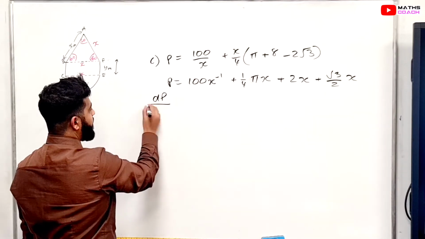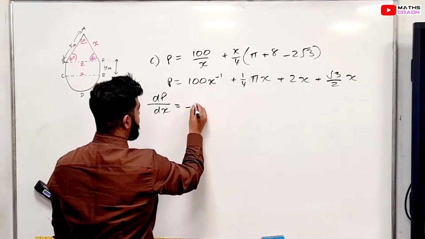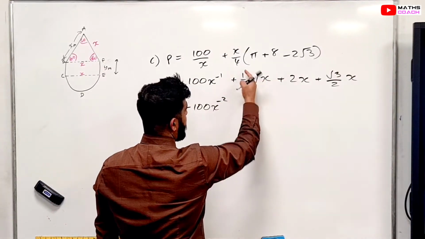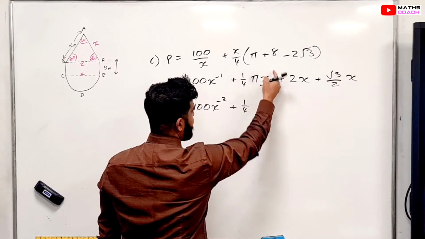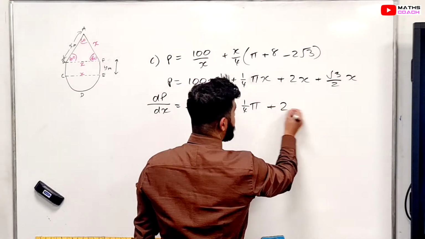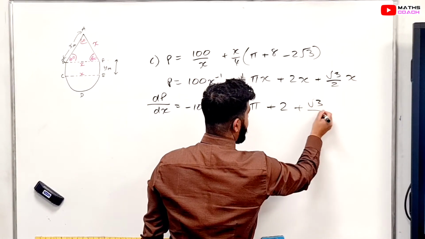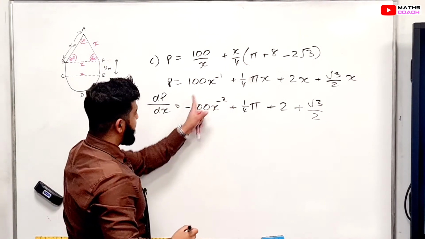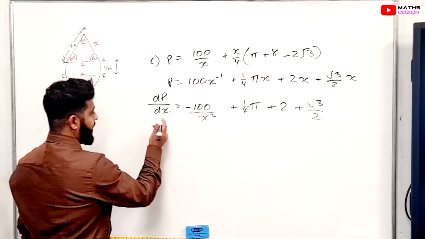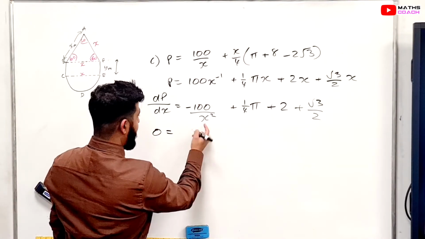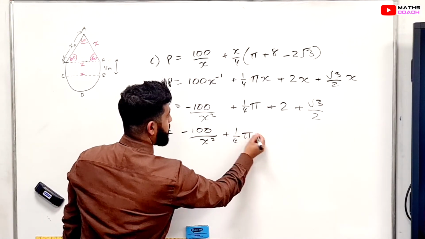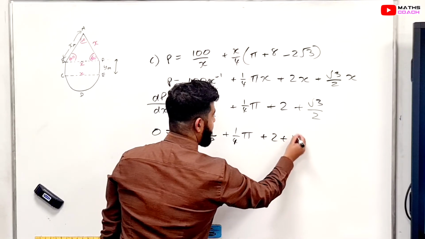So dp over dx, the minus will come down here, and that will be x to the minus 2. Now the power here, 1 will come down, so therefore 1 over 4 and then give you 0, which is 1, so that just becomes 1/4 pi. This will be a 2, and this will just become root 3 over 2. I could rewrite this as over x squared. So now I just make this equal to 0, and I have the rest of that. And this we'll just write as it is.